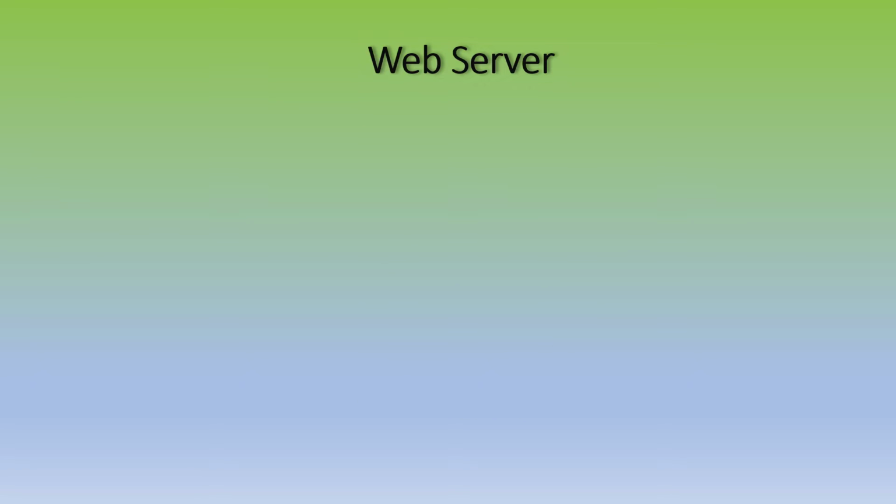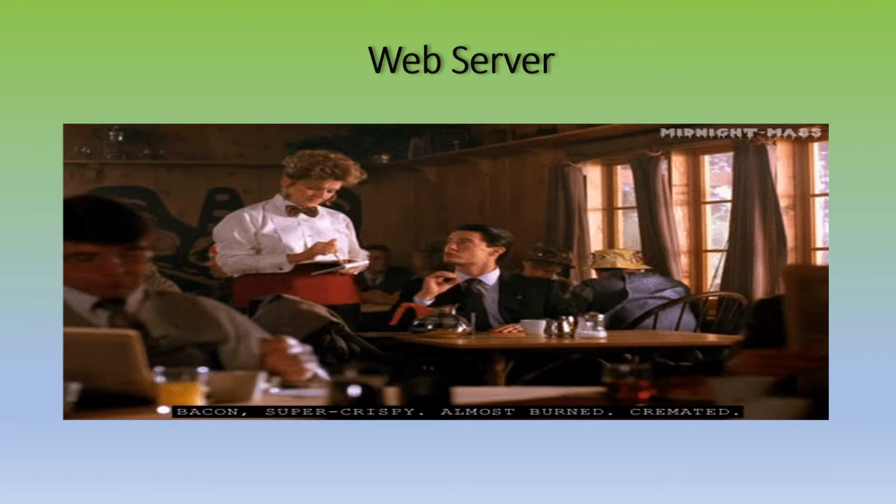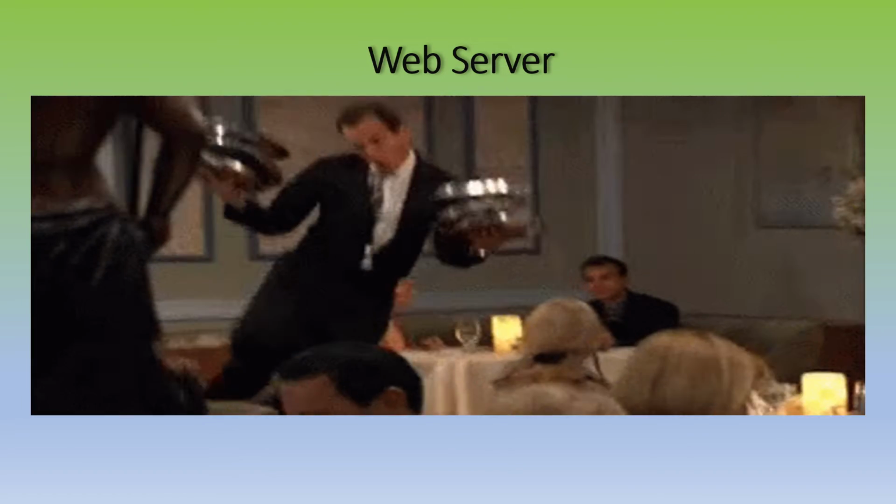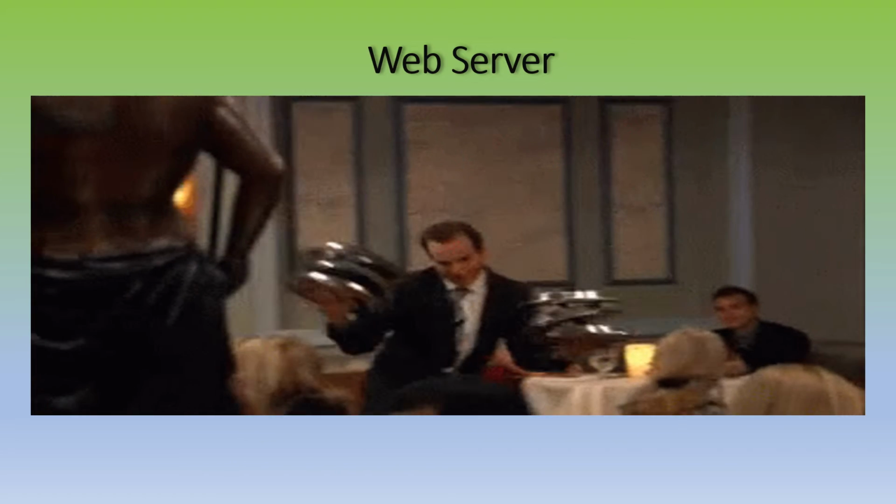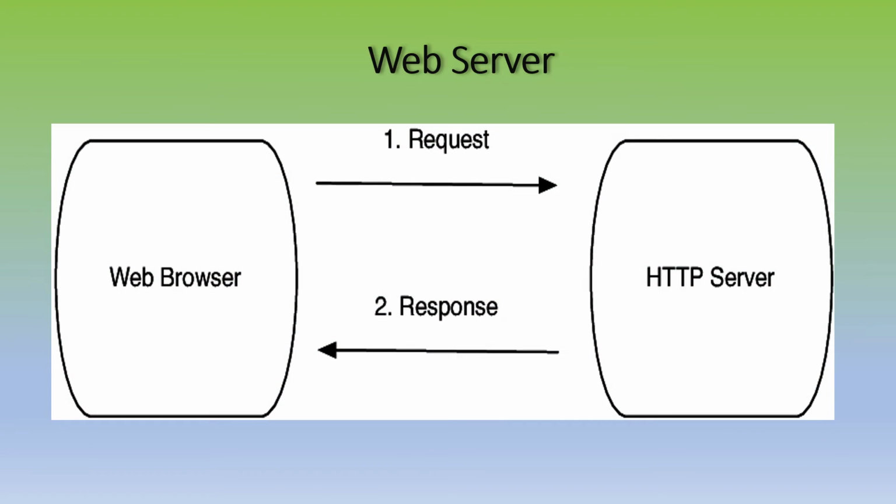Web server. Let's try to understand web server with an example of a restaurant. In a restaurant, there would be a waiter. The waiter doesn't cook the food for us. Rather, the waiter takes the order from us, goes to the chef, and gets back to us with the food. That is what a web server does. It takes the request from the browser and gets back to the browser with the web page.